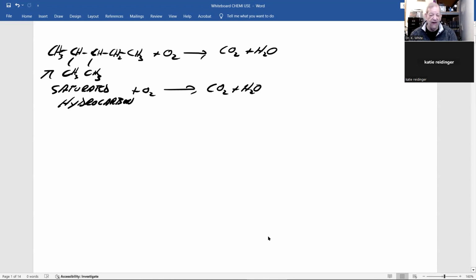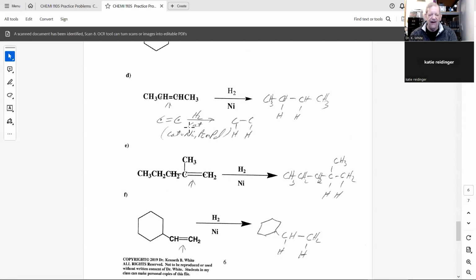Now, there's one other reaction I asked you to learn, and that's this one, D, E, and F. You react this molecule with hydrogen nickel. Look for what's different. Ooh, a double bond. And anytime you have a double bond with hydrogen and catalyst, where the catalyst can be nickel, platinum, or palladium, you break one of those two bonds and each carbon gets a hydrogen. And the rest of the carbons should also have 4 bonds to it.